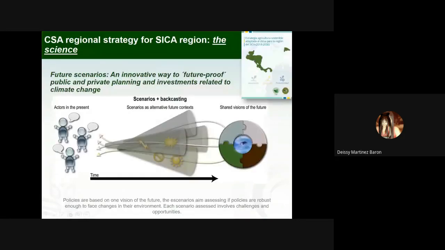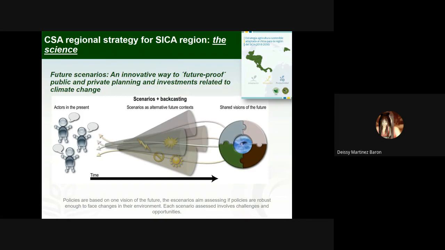And the second case is the CSA regional strategy for the SICA region. What we did there was to provide technical input using future scenarios, which are an innovative way to future-proof the public and private planning and investments related to climate change. Policies are usually based on one vision of the future, so we try to develop different visions of the future, and these scenarios aim at assessing if policies are robust enough to face changes in their environment.